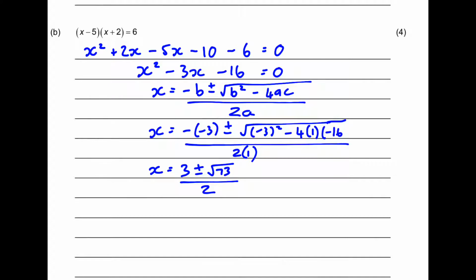Right, if the question had asked you to leave your answer in simplest surd form, then you would stop here. But they have asked you to round off to 2 decimal digits when necessary. So you now need to put these on the calculator and get your 2 different solutions. Remember, one for the plus and one for the minus. So we get x equals 5,77 or x equals minus 2,77.